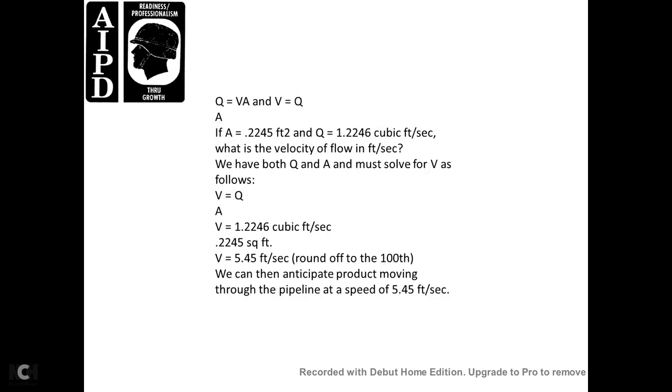Given Q and A, solve for V, the velocity of flow in feet per second. You can anticipate the product moving through the pipeline at a speed of 5.45 feet per second, and quality surveillance operations.